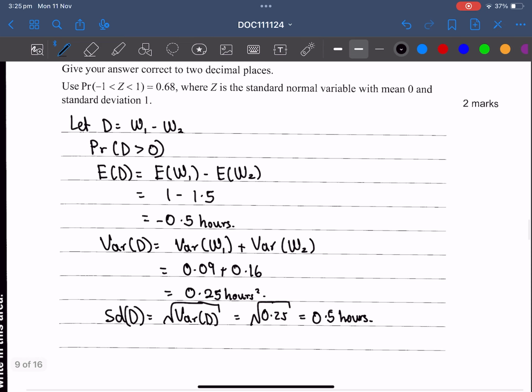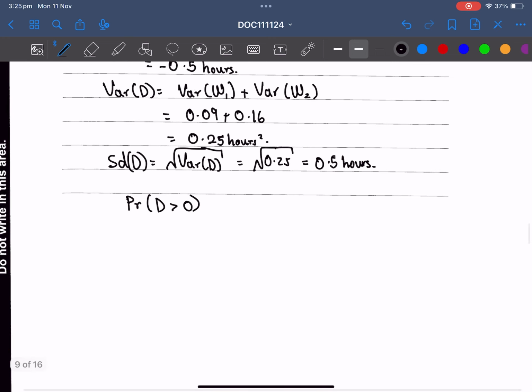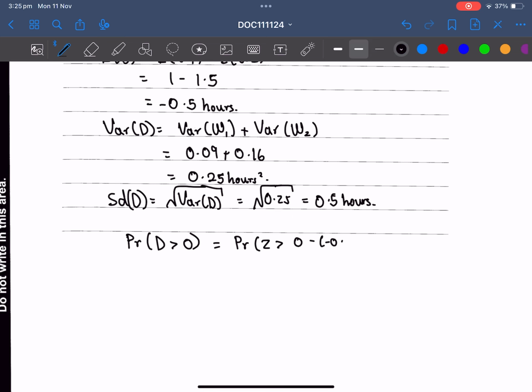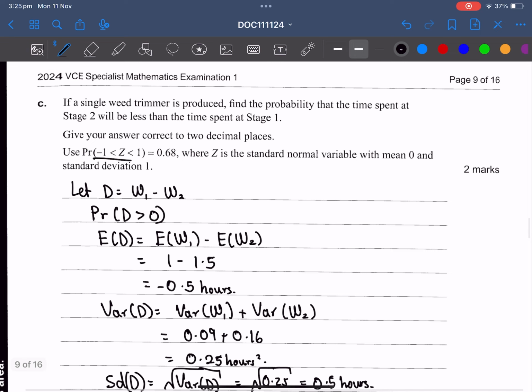Okay. Now we have to use the standard normal. So in this case, the probability that D is greater than 0, we can also express as the probability that Z is greater than 0 minus the mean, which was minus 0.5, divided by the standard deviation, 0.5. So that results in the probability that Z is greater than 1. And we are given that this is 0.68.